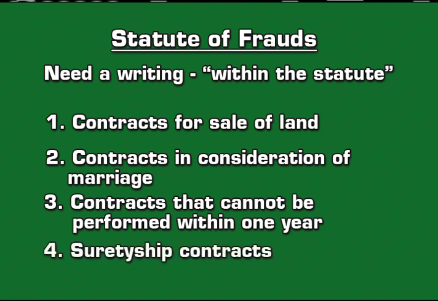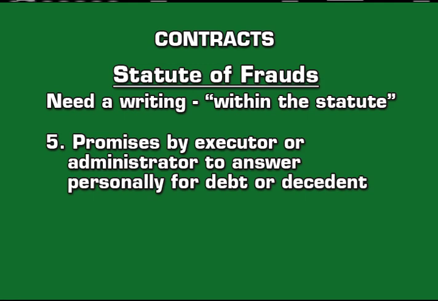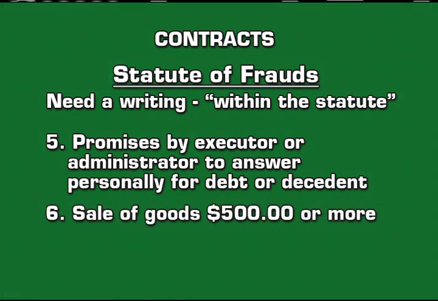Fourth, suretyship contracts. Contracts of sureties must be in writing. A very similar one, number five: promises by an executor or an administrator to answer personally for the debt of a decedent must be in writing. And lastly, if it's a contract for the sale of goods of $500 or more, a writing is required.